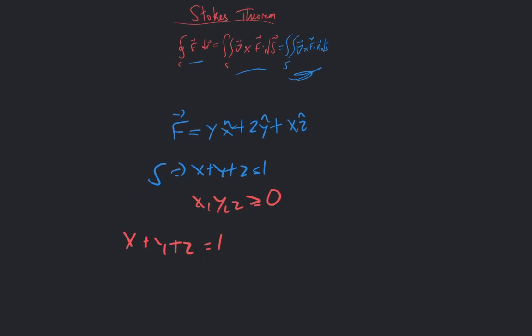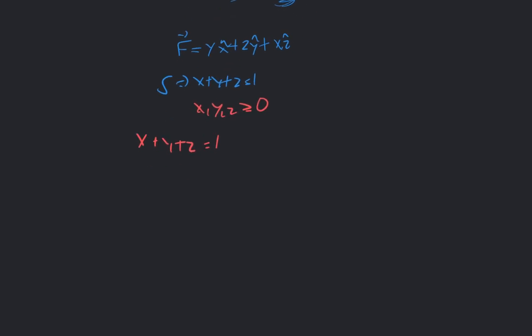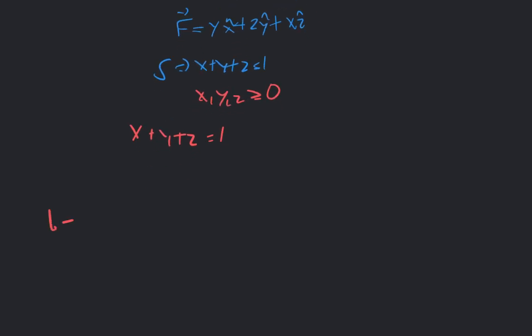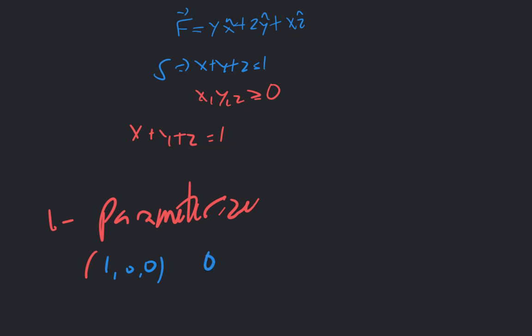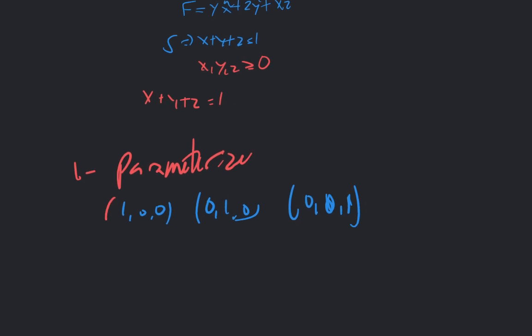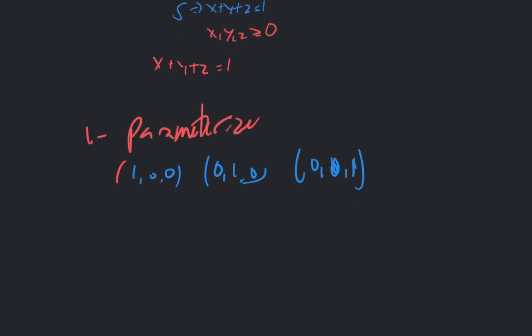So the first step would be to parameterize the boundary curve. So we have the points (1, 0, 0), (0, 1, 0), (0, 0, 1). So we have to go from each endpoint to another endpoint. So let's go (0, 0, 1) to (0, 1, 0).